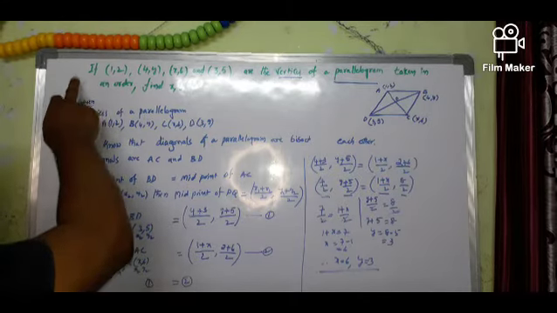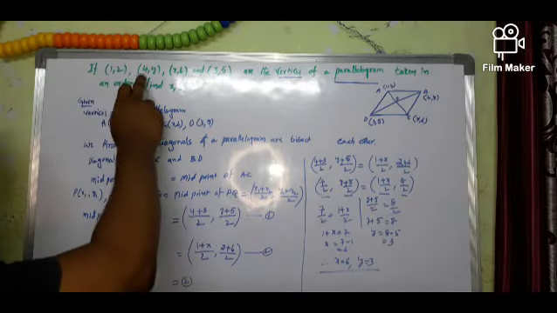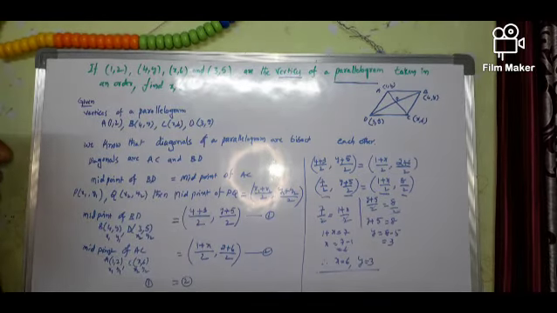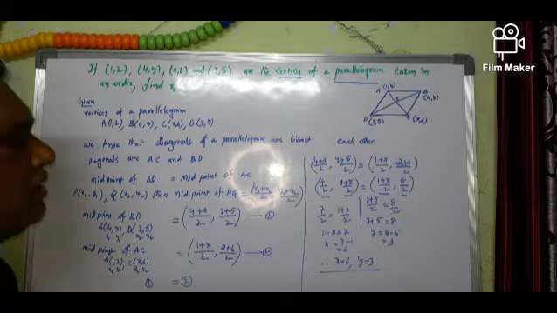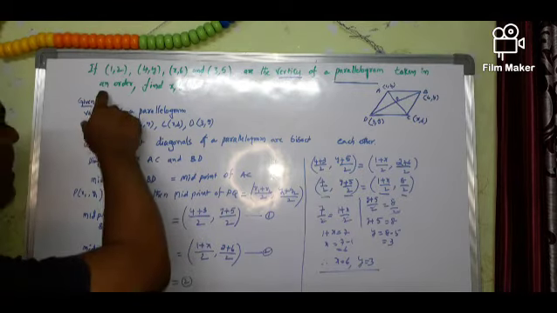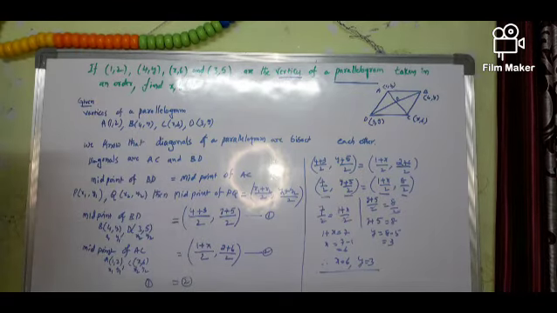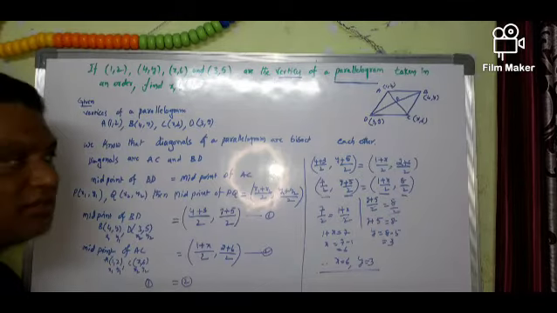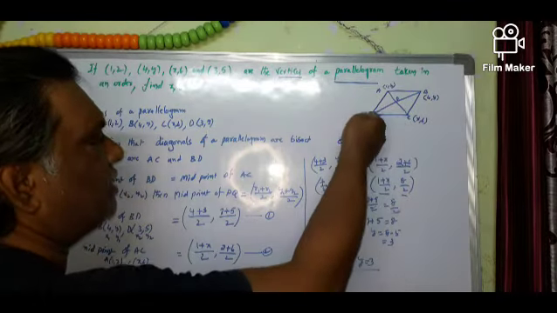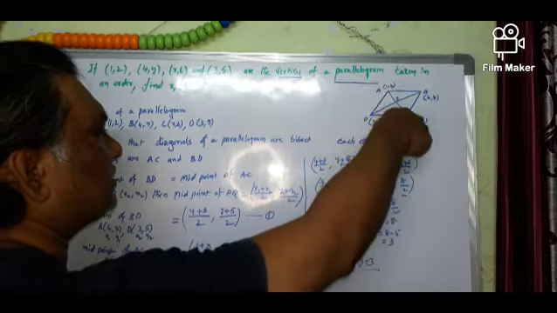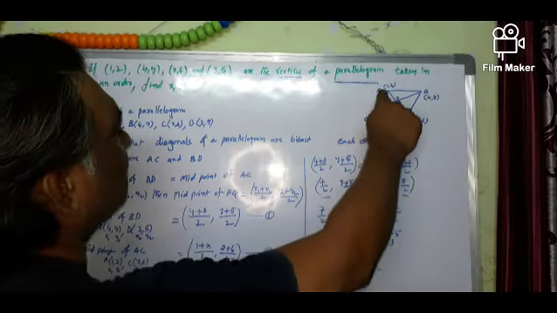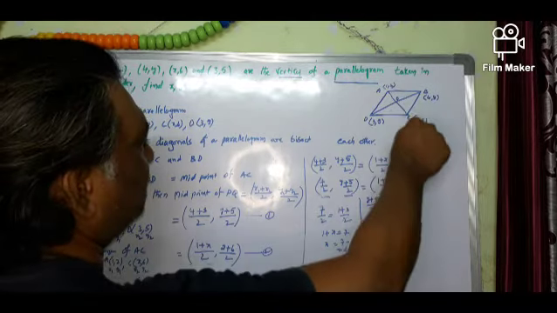Given that (1, 2), (4, y), (x, 6) and (3, 5) are the vertices of a parallelogram taken in order, find x, y. These are the four vertices of a parallelogram. So draw a parallelogram and draw diagonals. Put vertices A, B, C, D.